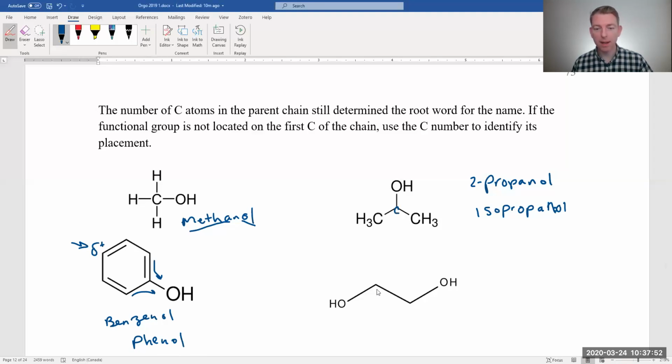Okay, so here we have 1, 2 carbons. So we know this is going to be eth as a root word. So this can be ethane, 1, 2, and now we have 2 alcohols on it, so it'd be a diol. Or I'm sure you've heard about this. It's also called ethylene glycol, which is the more common name for it.